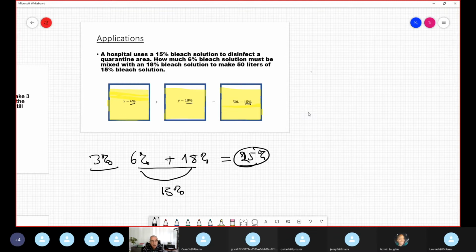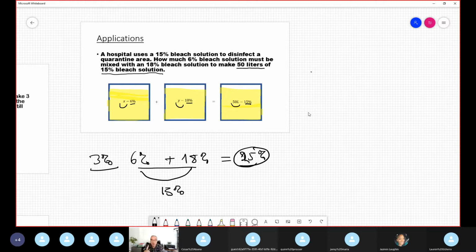The thing is how much you need to combine 6% and 18% in order to get 50 liters of the concentration, which is our final goal. So, to make 50 liters of 15% bleach solution. Do you understand the idea?